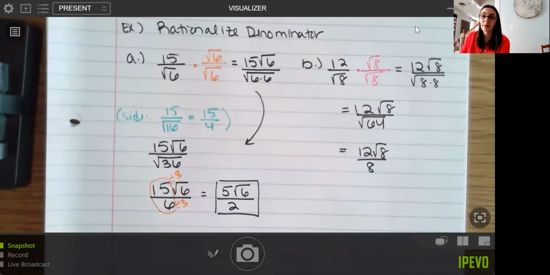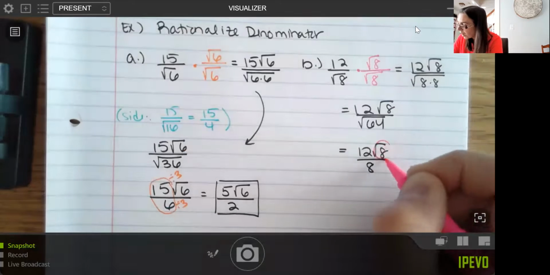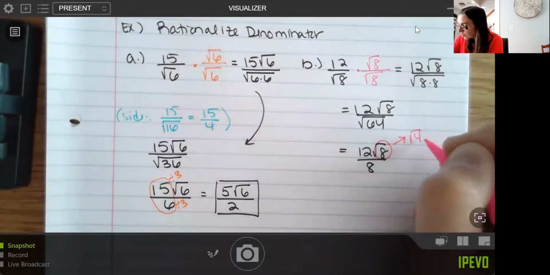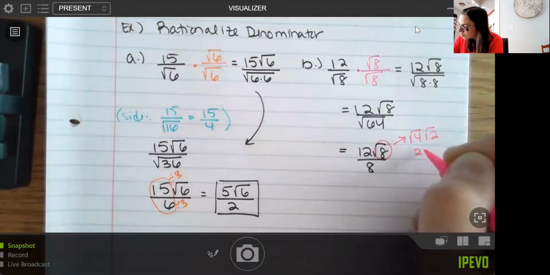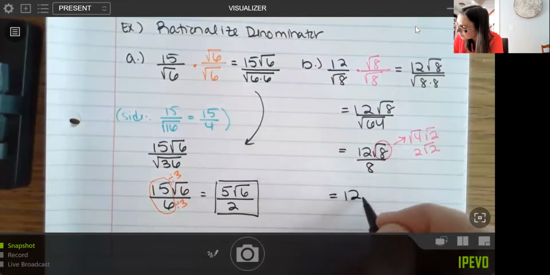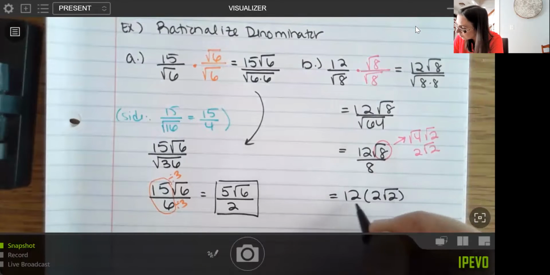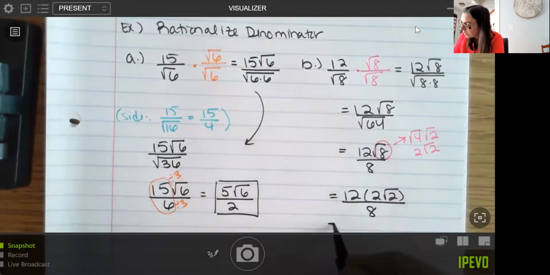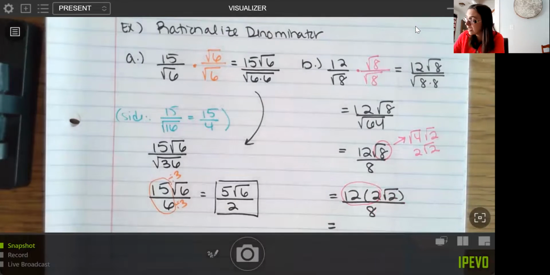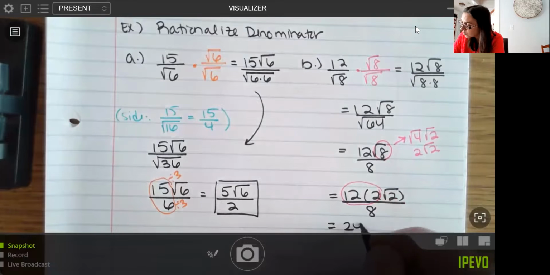And now I like to simplify. So I'm going to simplify a few different things. I am going to work with that root 8 probably first. That would be the same thing as the square root of 4 times the square root of 2. So it becomes 2 root 2. So this becomes 12 times 2 root 2 all over 8. And here, when you multiply, you just do the outside numbers. So 12 times 2 is 24. So I have 24 root 2 over 8.